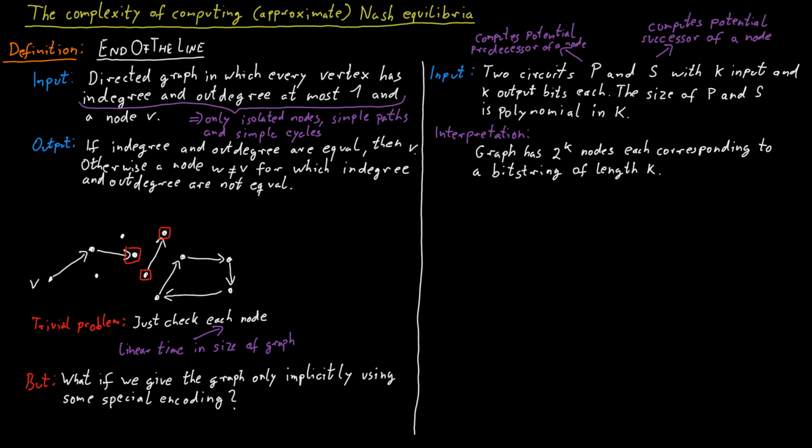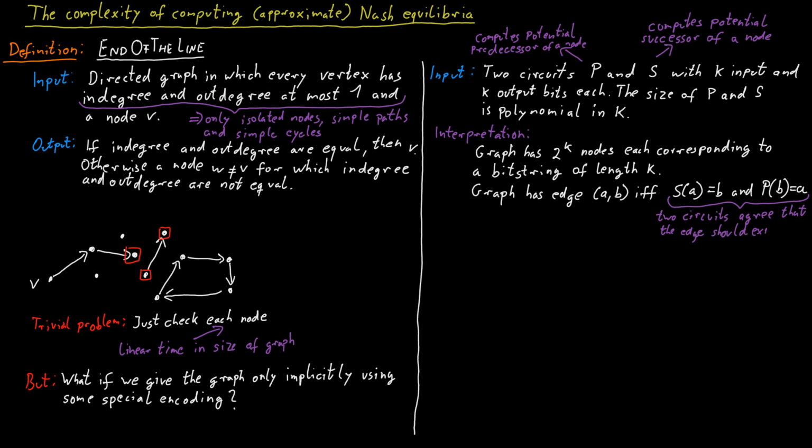And now the edges of the graph are defined as follows. An edge in the graph exists if the circuits P and S agree that this edge should exist. If they disagree, the edge does not exist. So what does this mean? Well, we have an edge from A to B if and only if S of A equals B, so the successor of A is B, and P of B is A, so the predecessor of B is A. So the two circuits agree that this edge should exist.